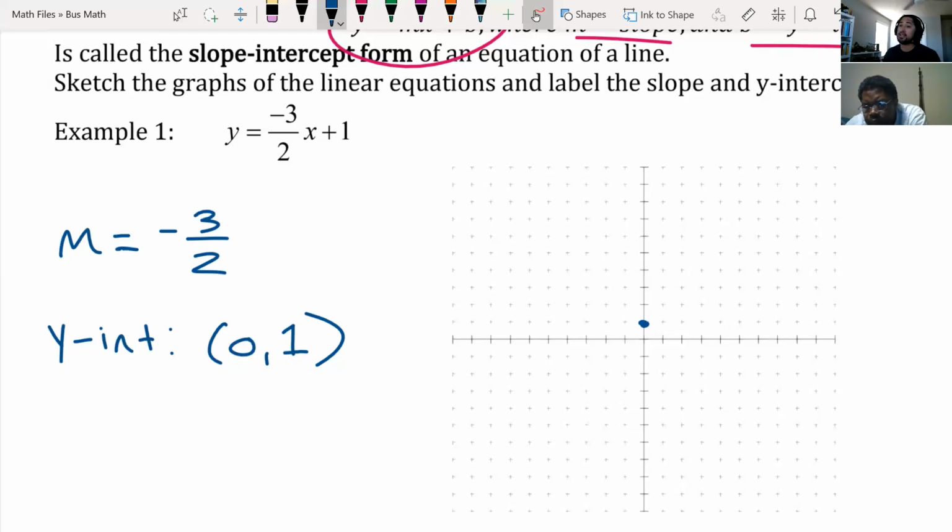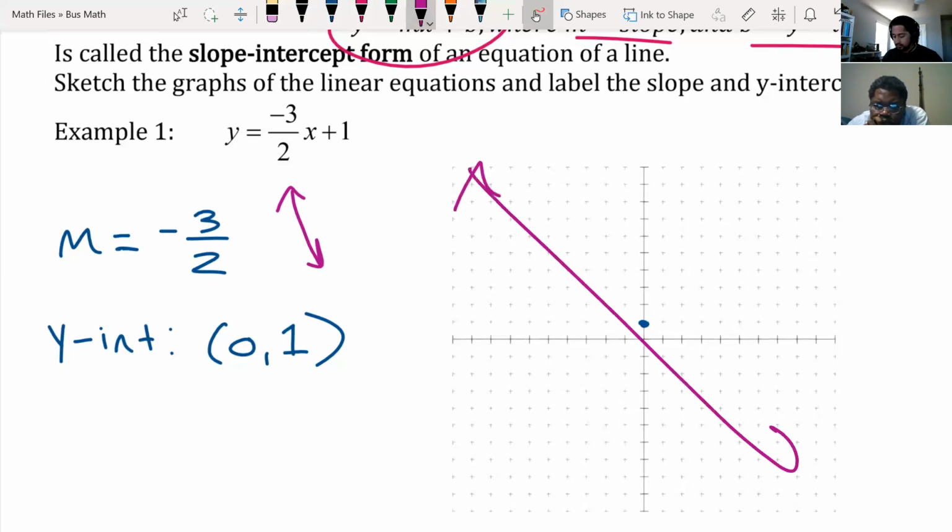And take note of the geometric interpretations we had on the last page. This is a negative slope. This means that it's going to go top left to bottom right once we graph it correctly. So when I count the slope, I'm going to go down 3 units. So from my y-intercept, I'm going to go down 3. 1, 2, 3. And I'm going to go over 2. 1, 2.